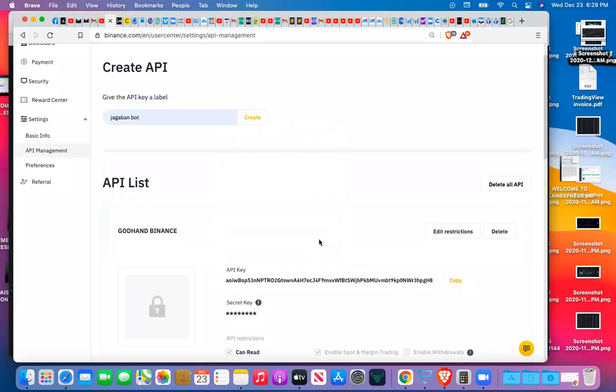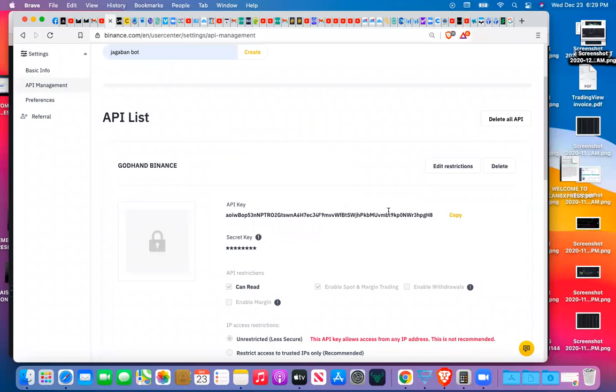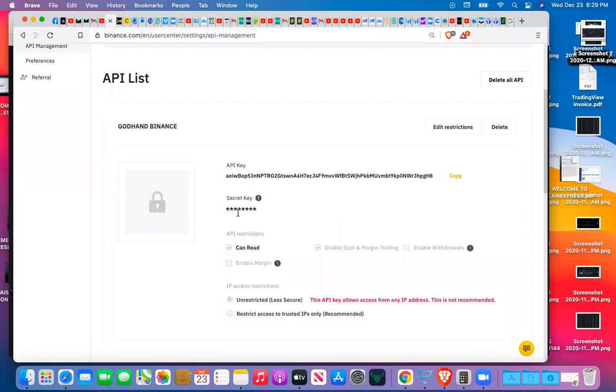Immediately you do that, it's going to show up like this: API key and secret key. Please take note, this secret key is going to be shown once. If you close this window or leave this environment entirely and return, it's not going to show this way. So I advise you copy the secret key and paste it in your Word document, WordPad or notepad, and label it secret key. Then copy this and label it API key.